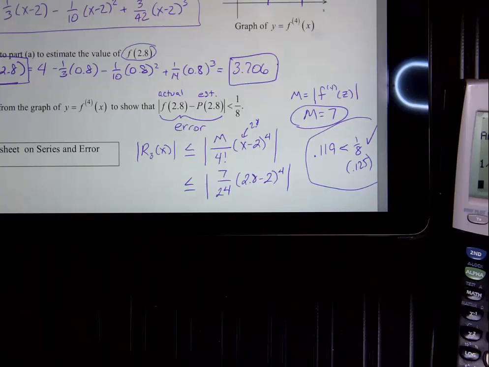Okay. Questions? So now you see the difference between the alternating series and the LaGrange and when to use both. All right? So that's it for today.